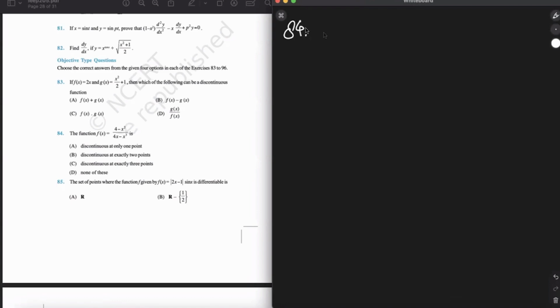Question 84. Function fx has been given to me as 4 minus x square whole divided by 4x minus x cube. Now 4 options have been given to me saying that it is discontinuous at only one point, at exactly 2 points, at exactly 3 points, and none of these. So what will be the answer for this?